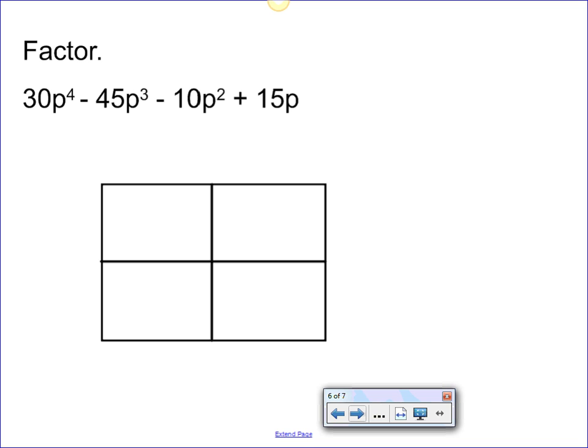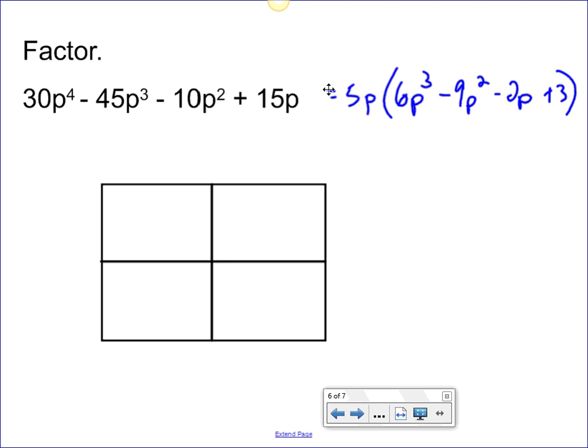Okay, 2 more slides. If we look at this one, similar to the last one, our common factor here would be a 5p. So if I factor out 5p, I'd be left with 6p to the third minus 9p squared minus 2p plus 3. Okay, so if I put those back in, I'd have 6p to the third minus 9p squared minus 2p plus 3. And then look at common factors.